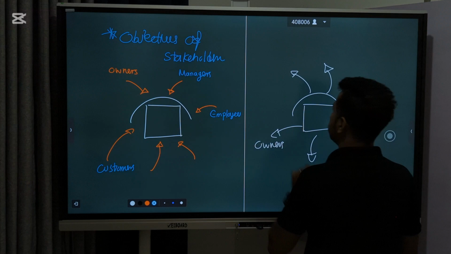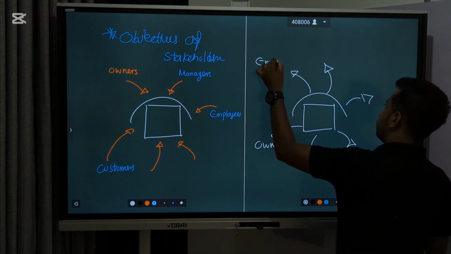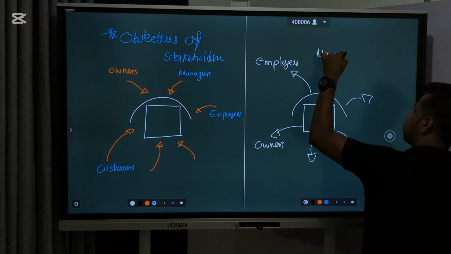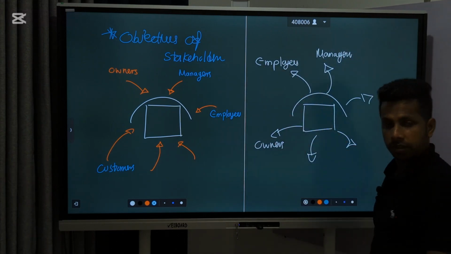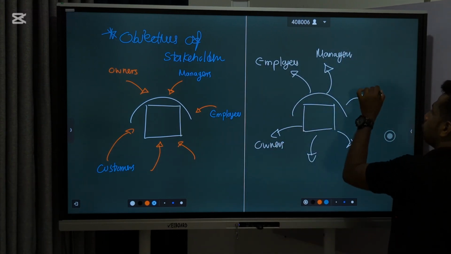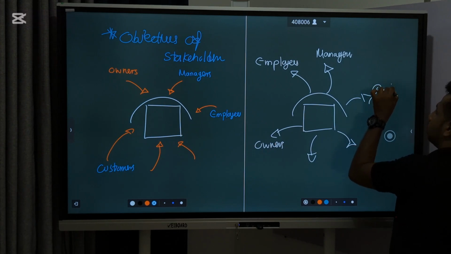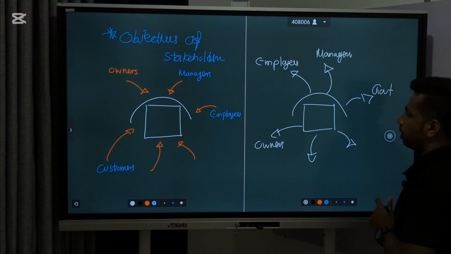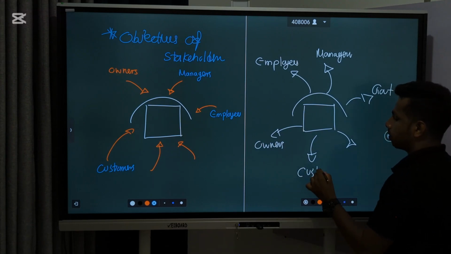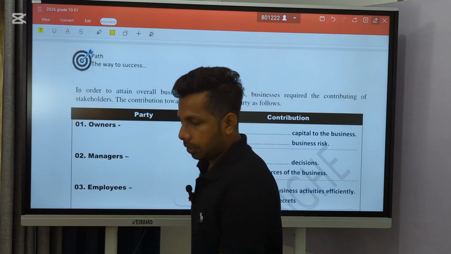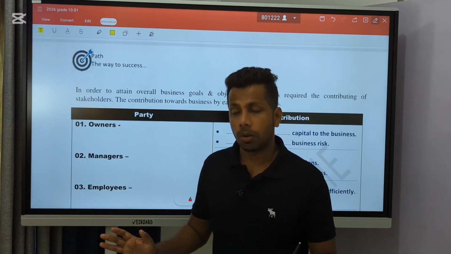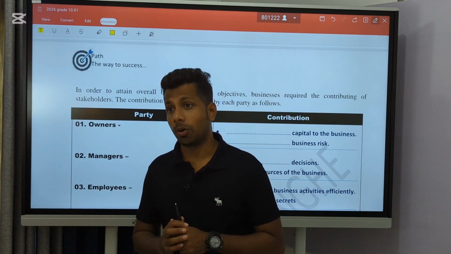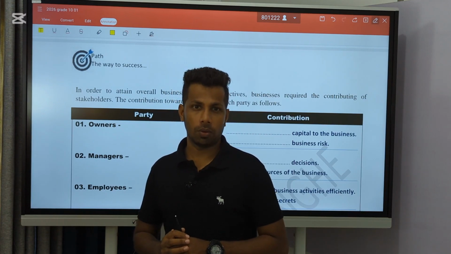Because business needs owners, business needs employees. Without managers also, it's a bit difficult to run a business. So business needs assistance from the government, right? Let's say GVT, government, okay. And without customers also, there's no survival. Dear children, earlier we talked about objectives, in other words, aims of stakeholders. Now let's talk about the contributions of stakeholders.